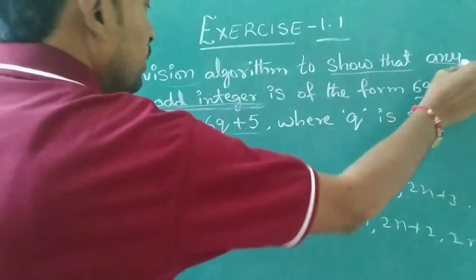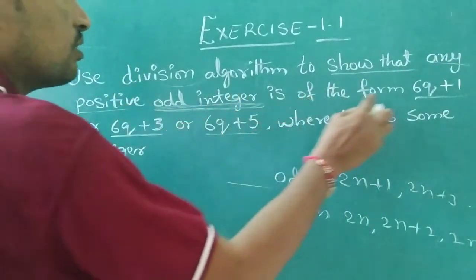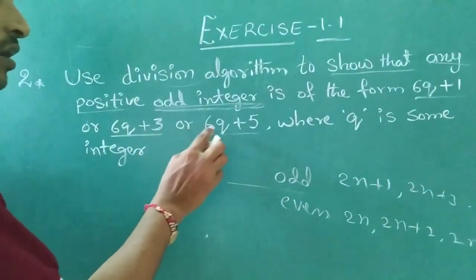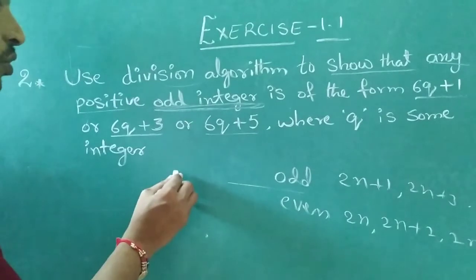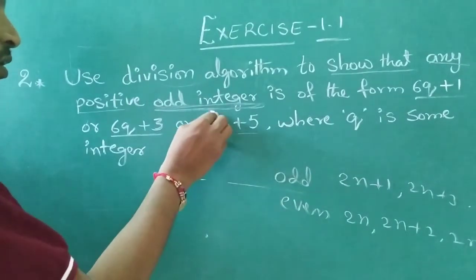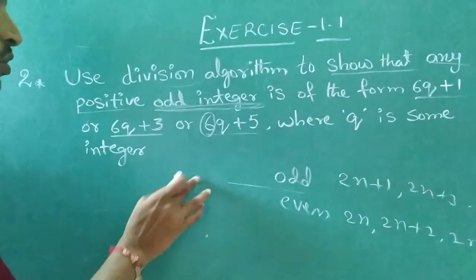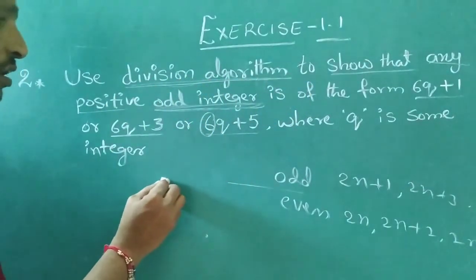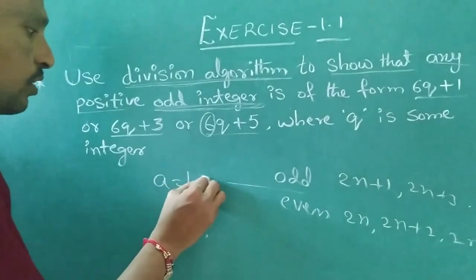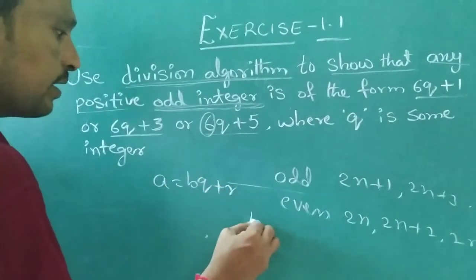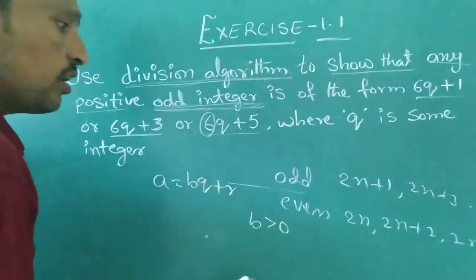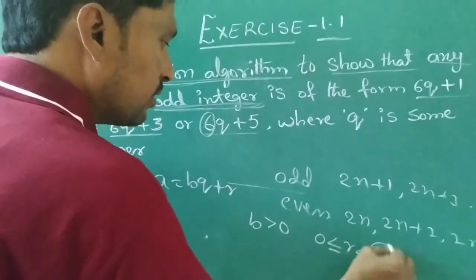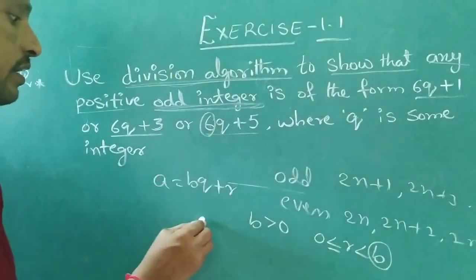Any positive odd integer is of the form 6q plus 1 or 6q plus 3 or 6q plus 5. So here, what is b? Already we know, we need to use the division algorithm here. So what is the division algorithm? a equals bq plus r and b greater than 0. The r values are 0 less than or equal to r, r less than b. So here the b value we can take as 6.